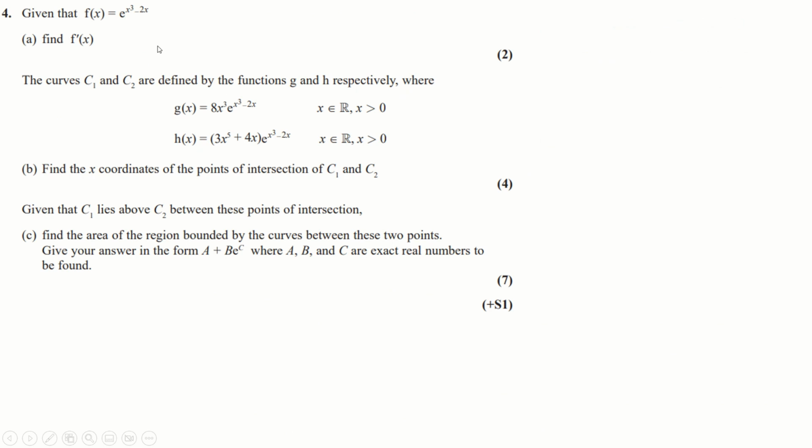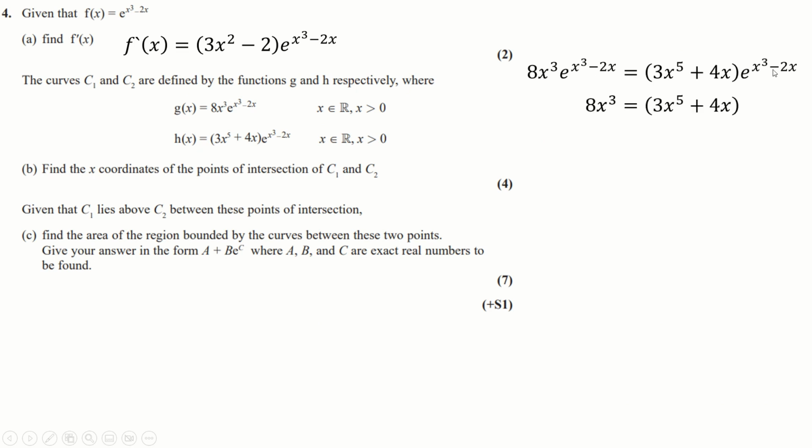Question number 4 then is, well, differentiate e to the f of x is just f dashed of x e to the f of x, so that's nice and easy for 2 marks. Curves C1 and C2 are these things, so of a similar form, I guess. Find the x-coordinates of intersection, so set this equal to this, I guess. Cancel these things out because those things aren't 0. We saw the idea that exponential was never 0 earlier. Now this is kind of interesting. X can't be 0, so we're safe to divide by x here.